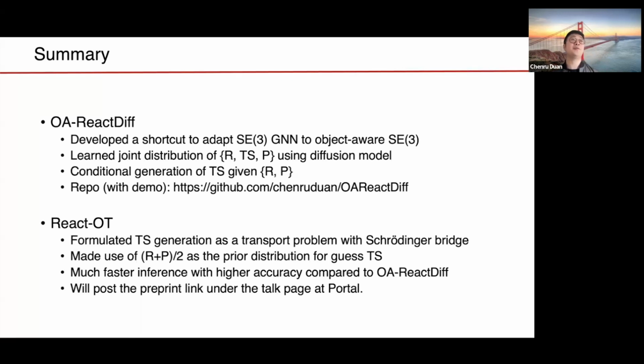And for ReactOT, we further formulate the transition state search problem as a transport problem with a Schrodinger bridge. We made use of a better prior compared to the Gaussian distribution as the initial guess of the transition state, which in the end makes the transition state generation a much faster process with higher accuracy. This work is still under preparation. We're trying to draft it pretty quickly, and I will put the preprint link under the page for this talk as well. I think that's all, and thank you all for listening, and happy to take any questions.